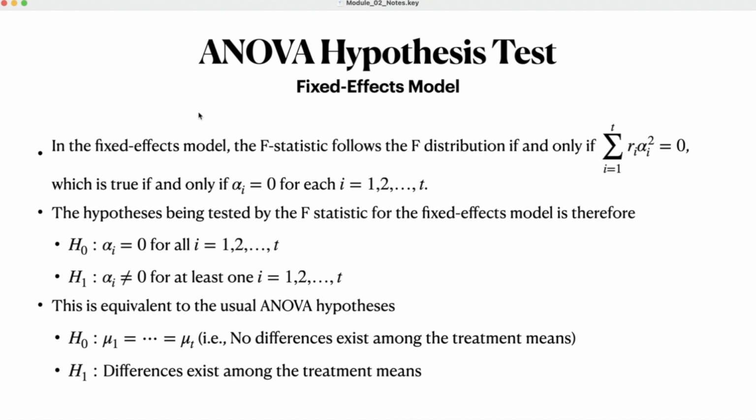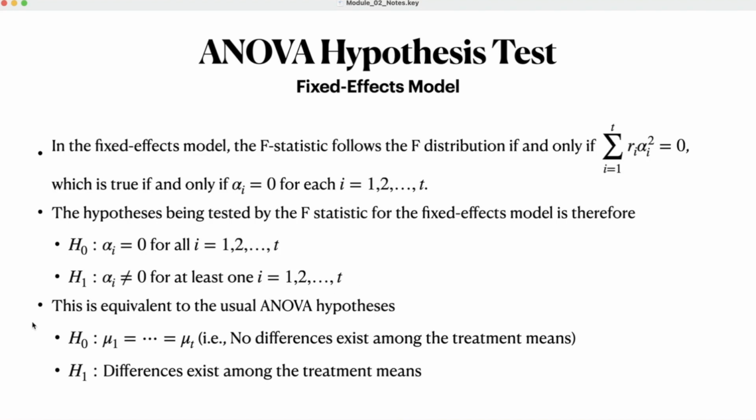So in a fixed effects model, the F statistic follows the central F distribution if and only if this term right here is 0. And this is true if and only if alpha sub i is 0 for each of the i's going from 1 to t. The hypotheses being tested by the F statistic for the fixed effects model can therefore be expressed in the following way. The null hypothesis being that the alpha sub i's are all 0 for i going from 1 up to t. The alternative being that alpha sub i is not equal to 0 for at least one of those treatments.